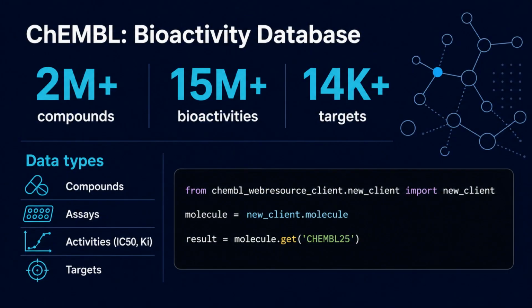Let's cover major databases and tools. ChEMBL from the European Bioinformatics Institute contains millions of compounds and millions of bioactivity data points covering thousands of targets. Data includes compound information, assay types, activity values like IC50 and Ki, and target proteins. The Python API allows easy access for target searches and activity data retrieval.